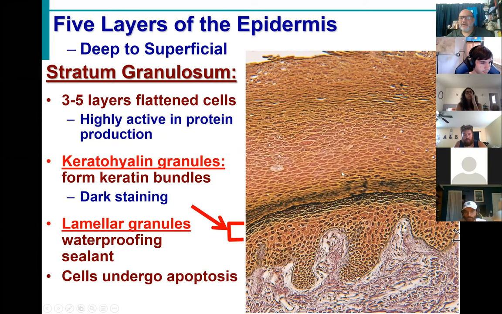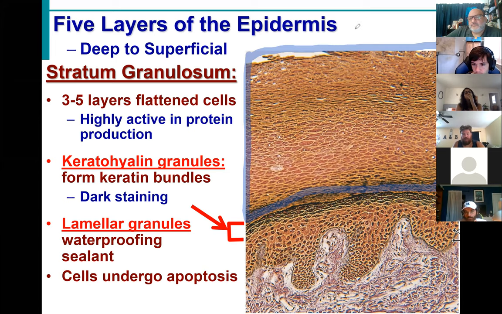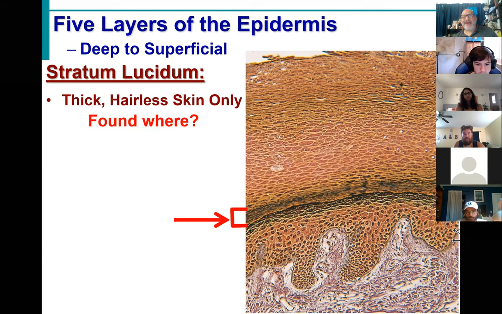So notice here, and just out of curiosity, do you think this is thin skin or thick skin as we look at it? Thick skin. Just out of curiosity, how many cells do you think are in this region of the skin right here? Millions? Well, or at least in this part that we're looking at, even just on this slide, at least thousands. Do you see any nuclei in any of them? No, because every single cell from this layer of the stratum granulosum up is a dead skin layer. Excellent.